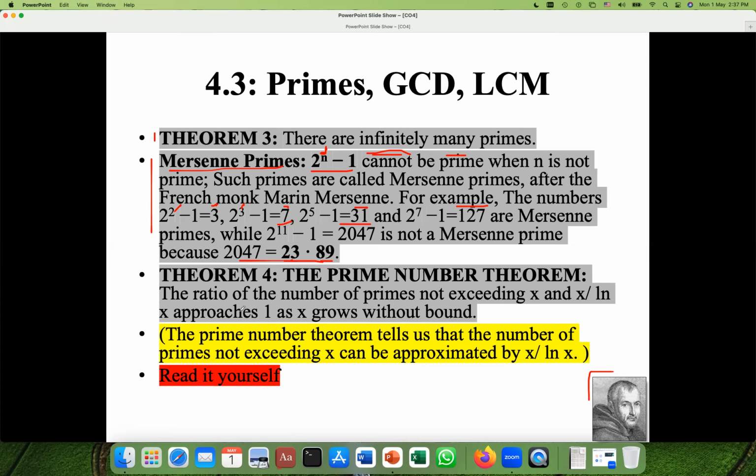That will approach 1 when the value of x is increased. The prime number theorem informs us about the number of primes not exceeding x. If some number is given to you within the limit and you have to find the number of primes, you can approximate it with this formula: that number divided by the natural log of that number. And then you will have that value.